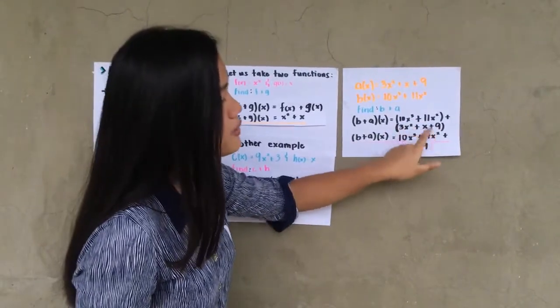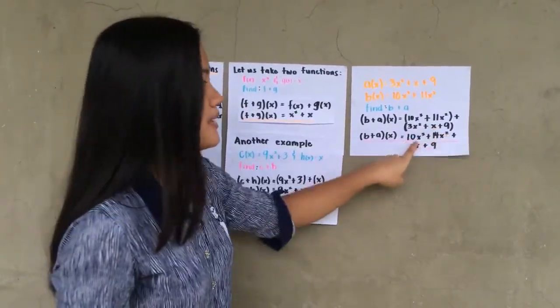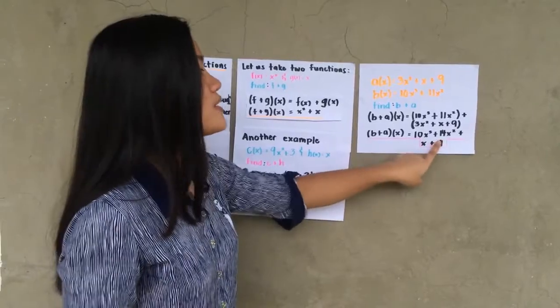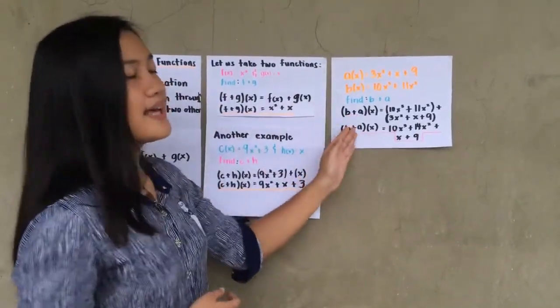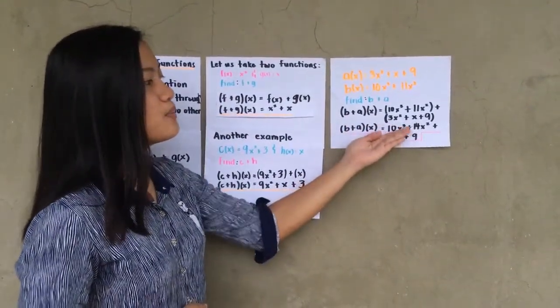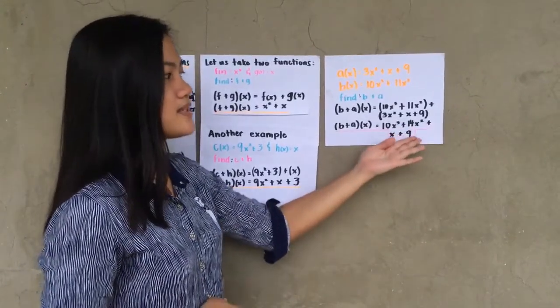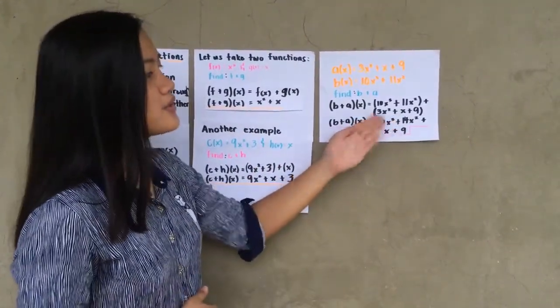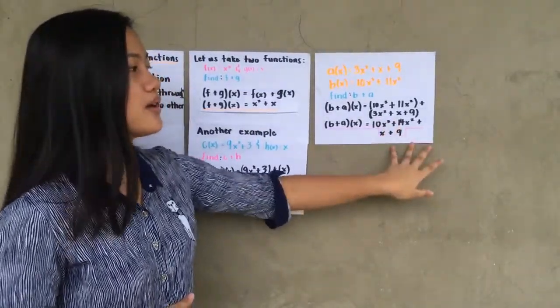So 11 plus 3 is equal to 14x squared. And x, do we have the same term? No, so just copy x. 9, do we have the same? No. So b plus a of x is equal to 10x cubed plus 14x squared plus x plus 9. Again, arrange them from the highest exponent to the constant.